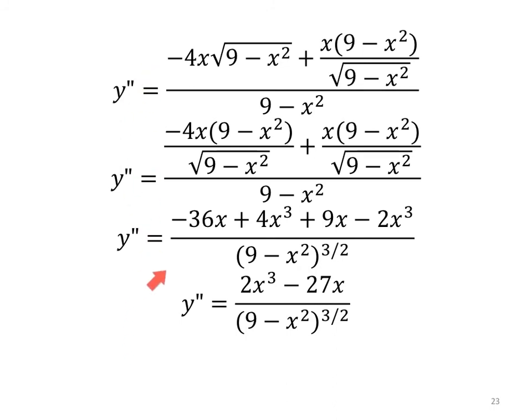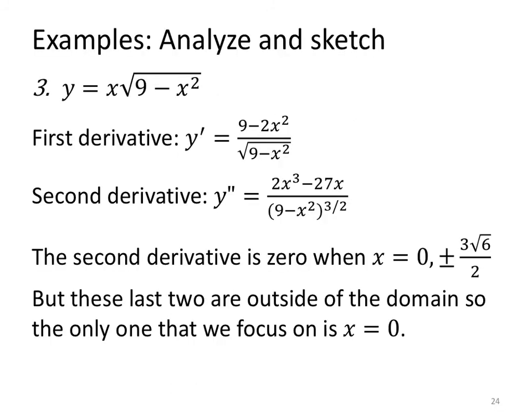So after I simplify the second derivative, you have paused at this point to make sure my algebra is correct. I get 2x cubed minus 27x over 9 minus x squared to the 3 halves. I have my original function, my first derivative and second derivative. I know the second derivative is 0 at 0 and at plus or minus 3 square root of 2 over 2, setting my numerator equal to 0.